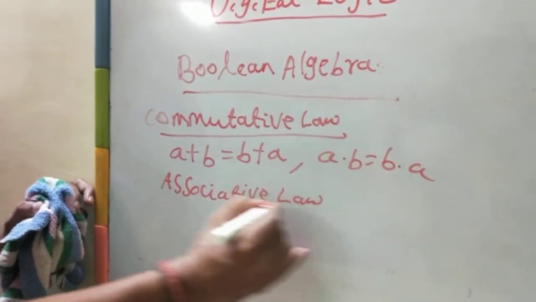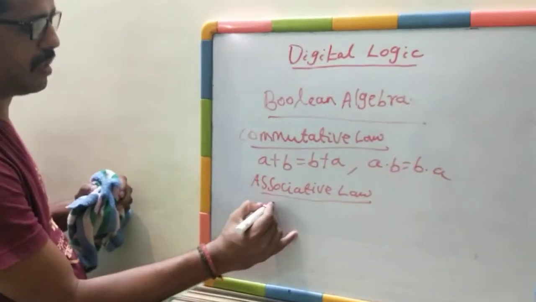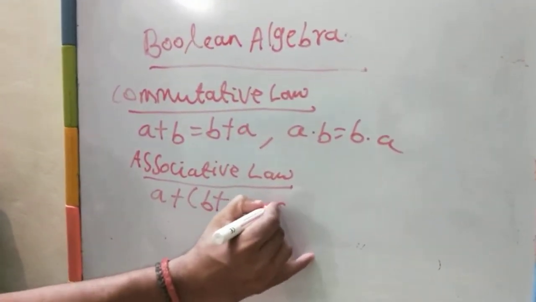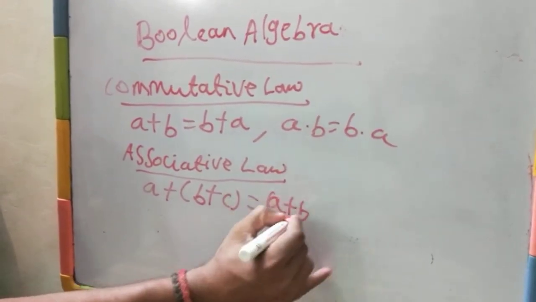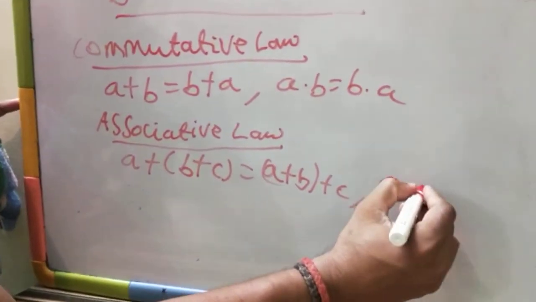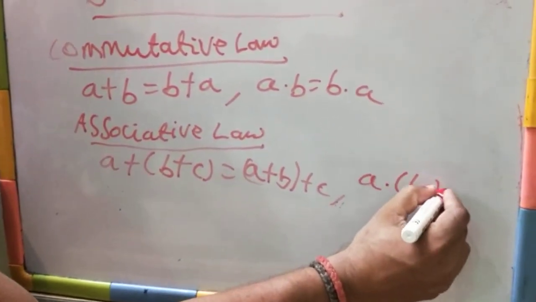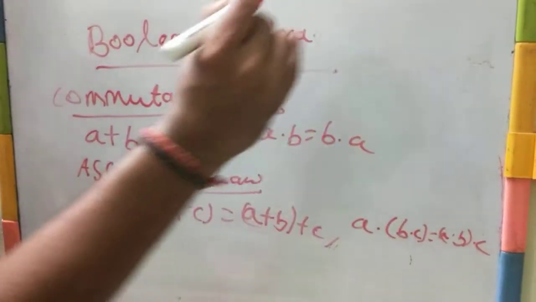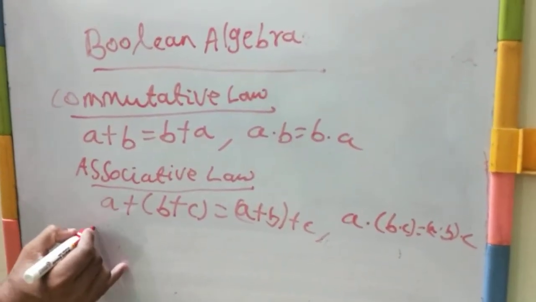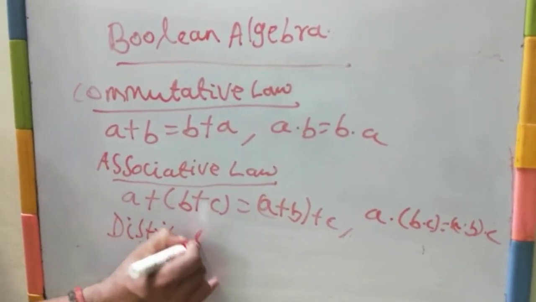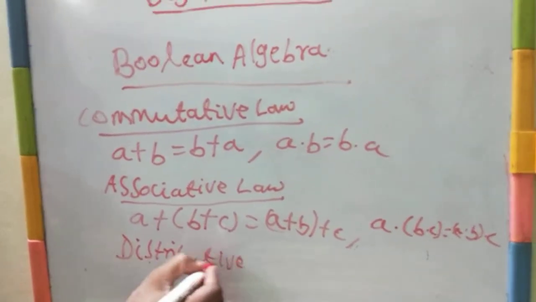Associative law. This involves three literals: A plus B plus C equals A plus B plus C, grouped in either way, and A into B into C equals A into B into C, likewise. Then distributive law. Distributive law involves two operations.